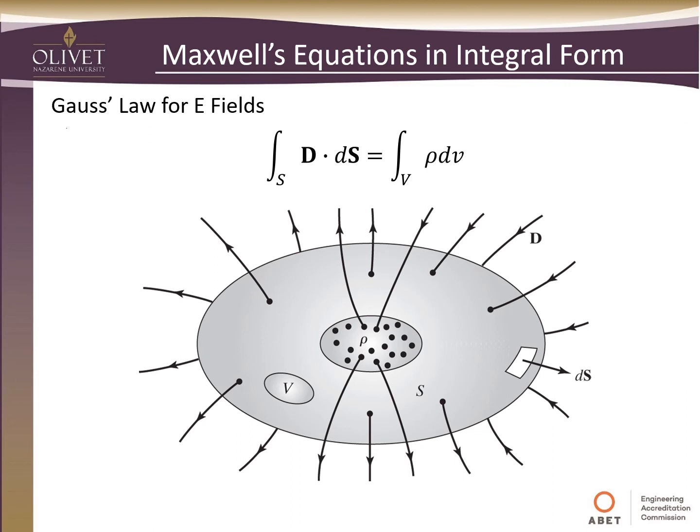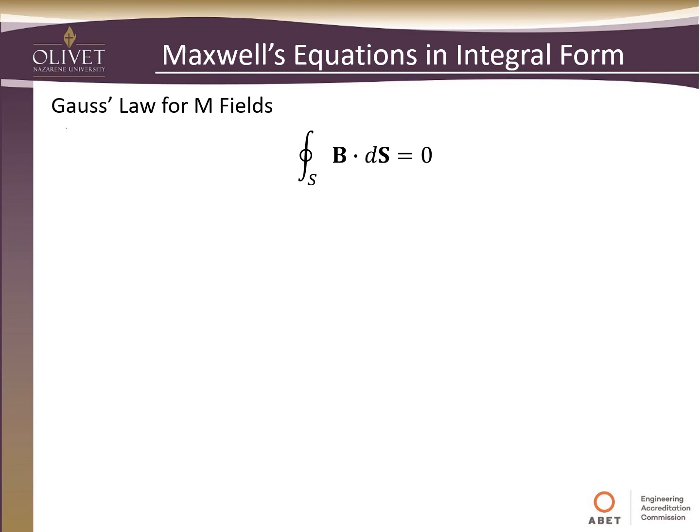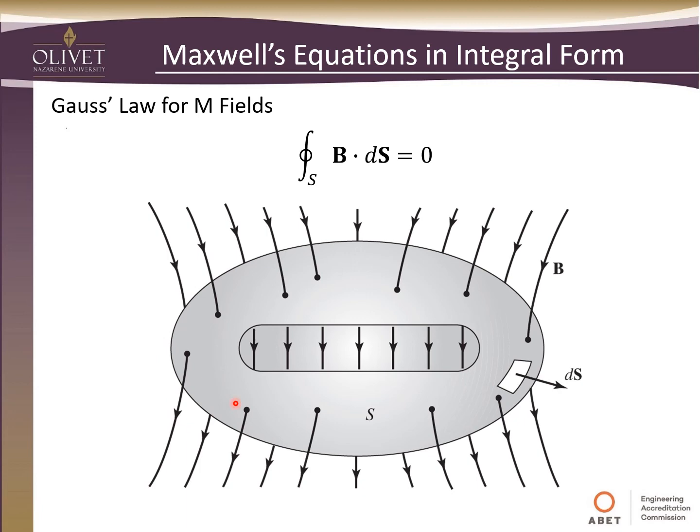And finally, Gauss's law for M-fields. This tells us that if we have a surface that is enclosed to create a volume, and we integrate and sum up all of the magnetic flux density that is normal to this surface, across the entire surface, it should equal zero. All that's going in should equal what's coming out.